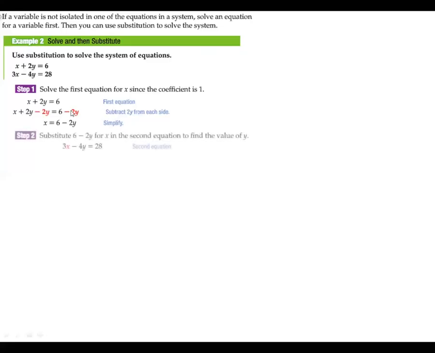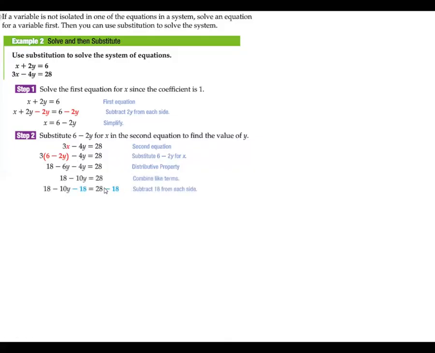Then step 2, I'm going to substitute the 6 minus 2y in for x in the other equation. So the other equation, 3x minus 4y equals 28. I'm going to plug the 6 minus 2y in for the x there. So it's 3 times 6 minus 2y minus 4y equals 28. Notice I put the parentheses in here because the 3 has to distribute to everything you substitute in for the x. So when I do that, I get 18 minus 6y minus 4y equals 28, which is 18 minus 10y equals 28. Then I've got to solve for y.